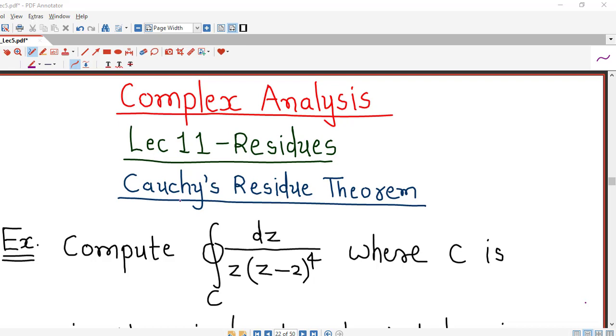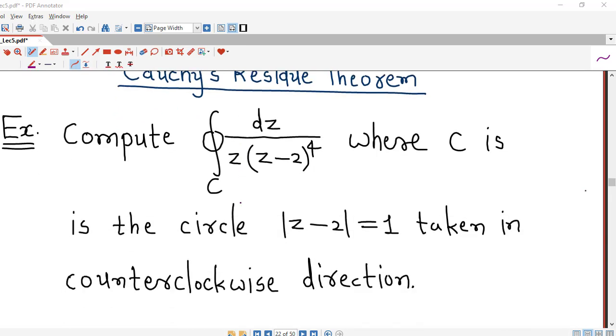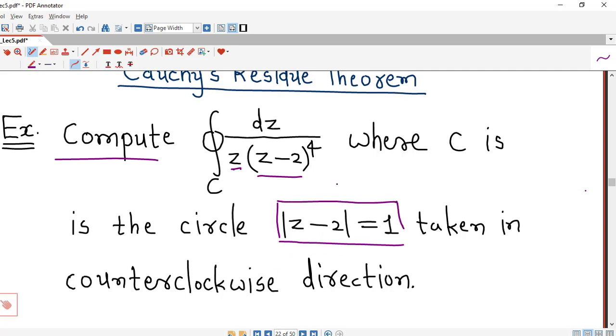In this lecture also we will discuss one more problem on Cauchy's residue theorem. So let's start with this problem. We are asked to compute the integral of the function 1 over z times (z minus 2) to the power 4, where C is the circle |z minus 2| equal to 1, taken in counterclockwise direction. So this is the circle with center 2 and radius 1.